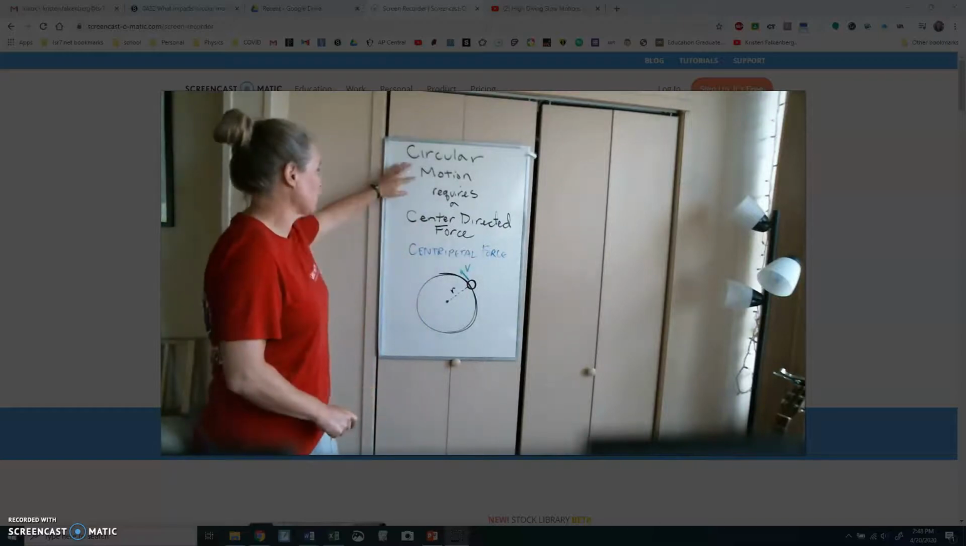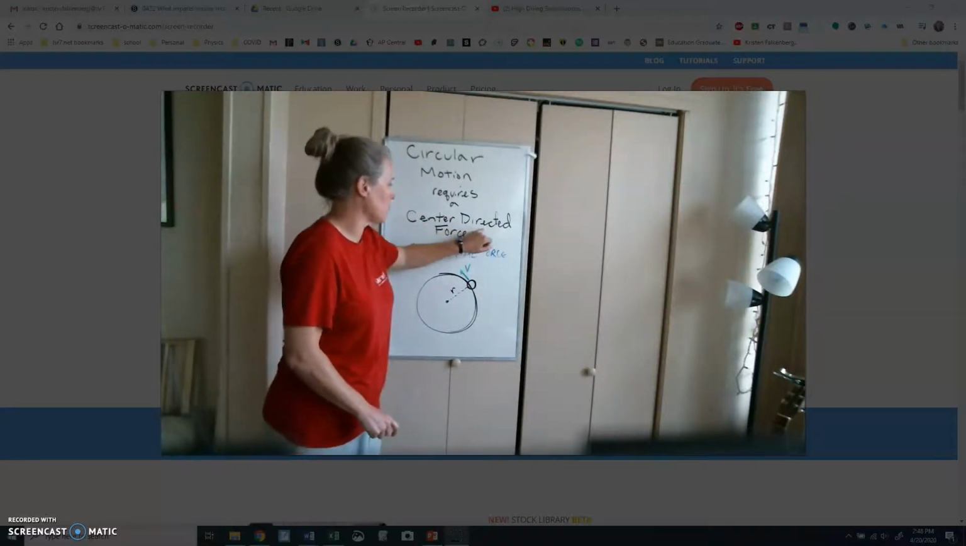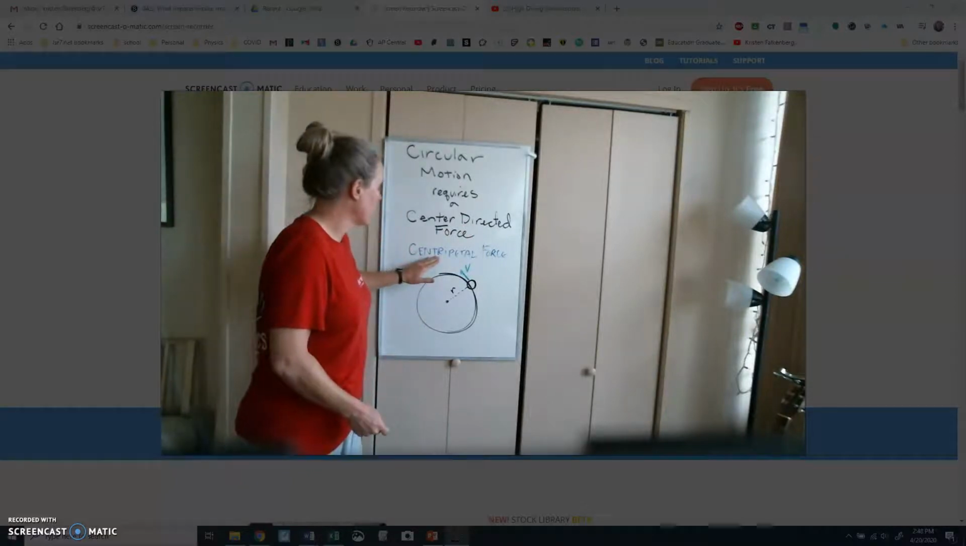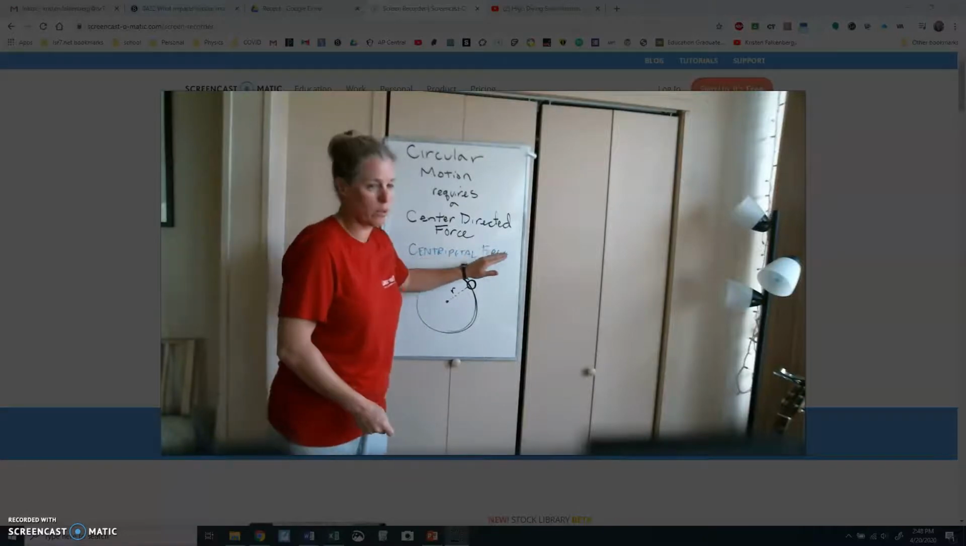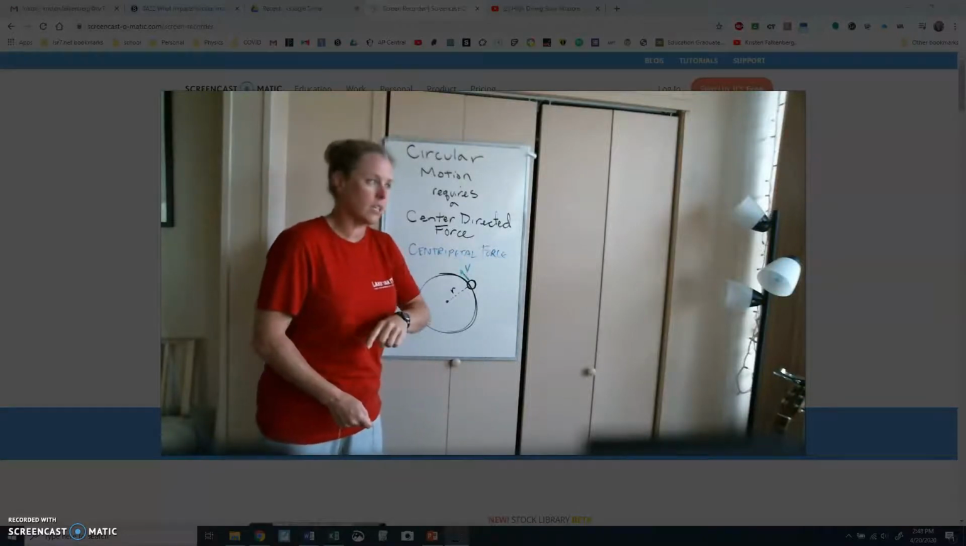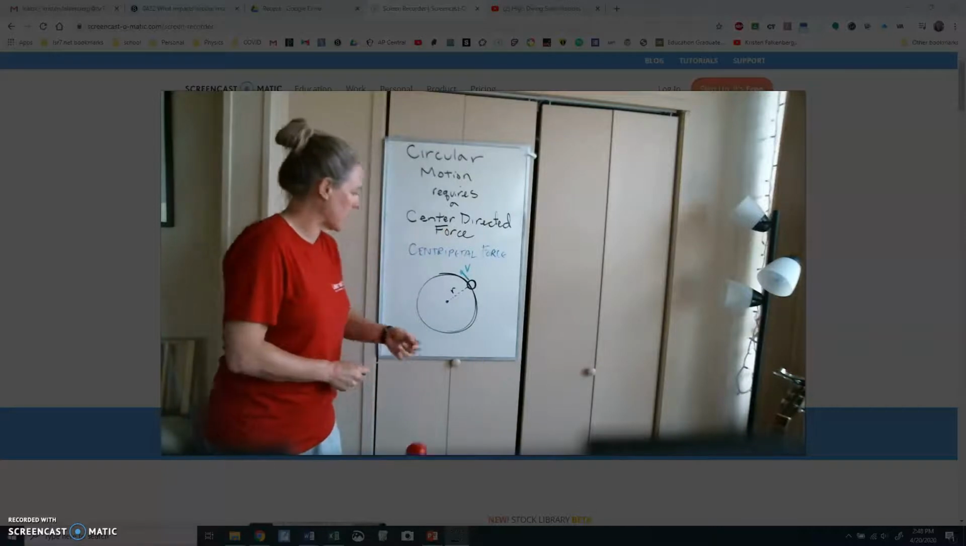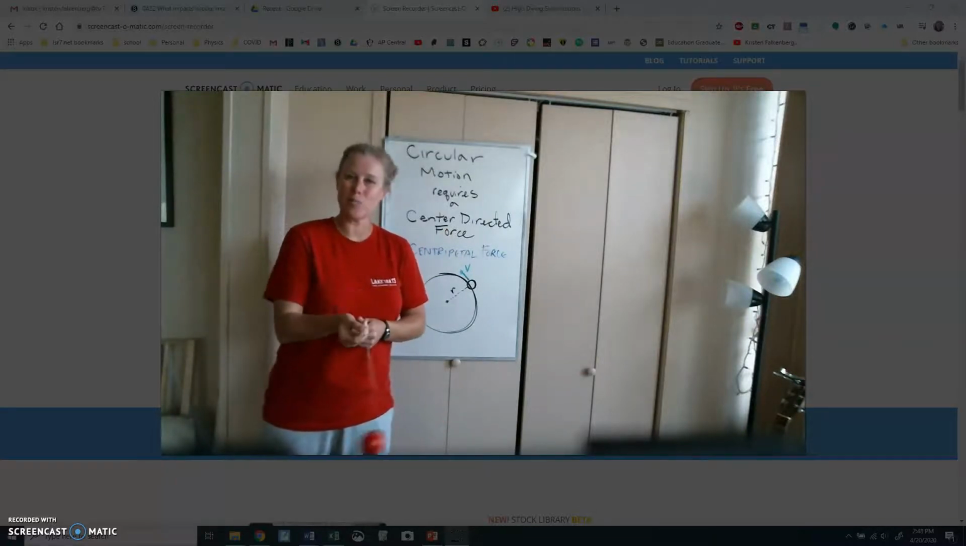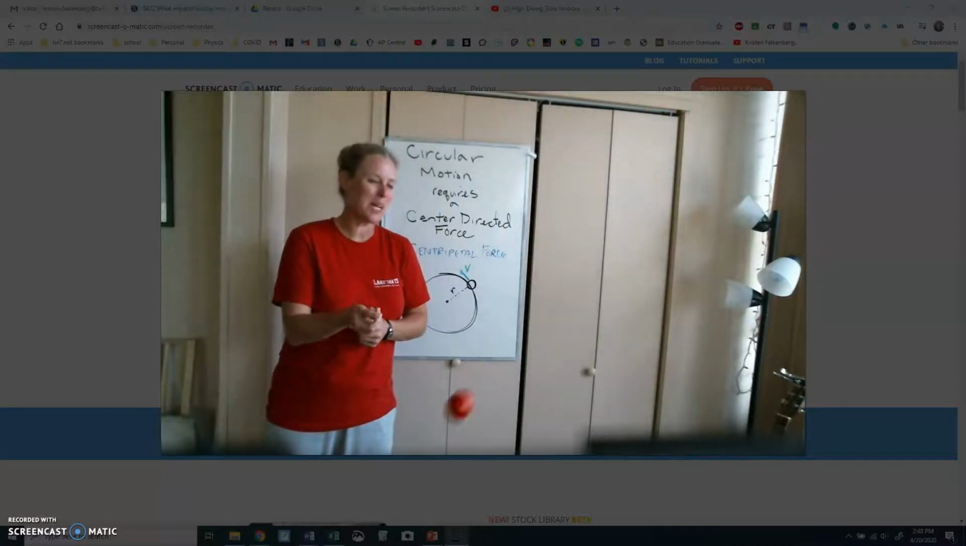So any type of circular motion requires a center-directed force, and we call that in physics a centripetal force. Anything in circular motion has a force that's center-directed, just like this. I shouldn't have a red shirt spinning a red object, should I? But I'm doing it anyways.